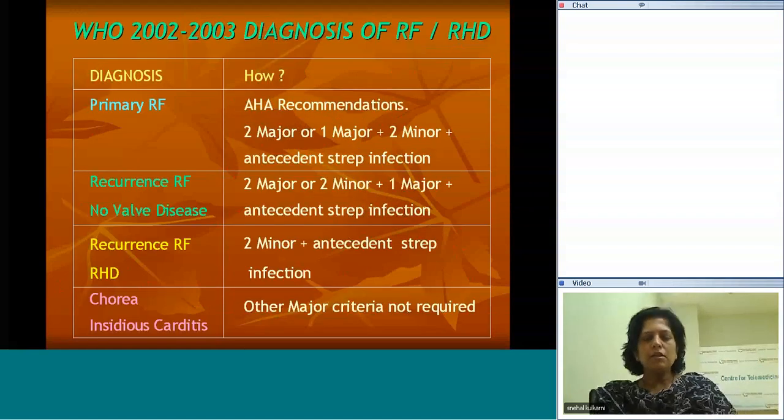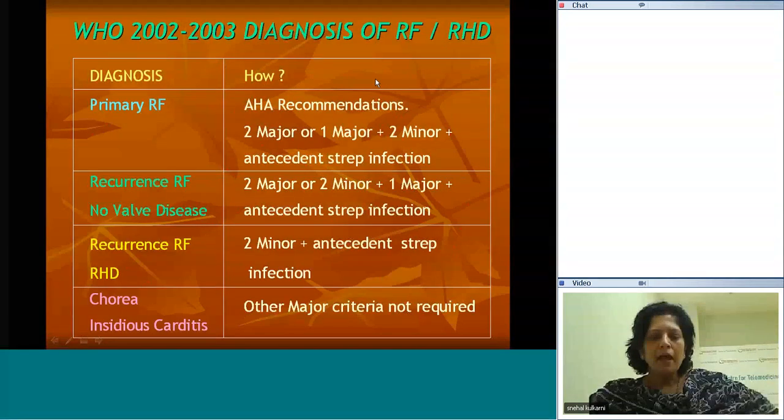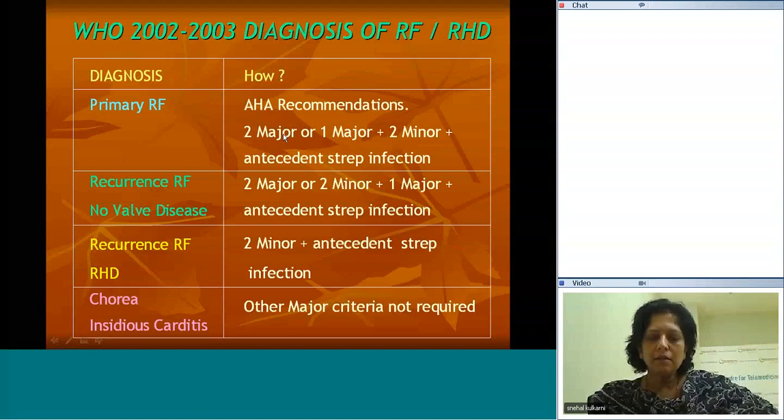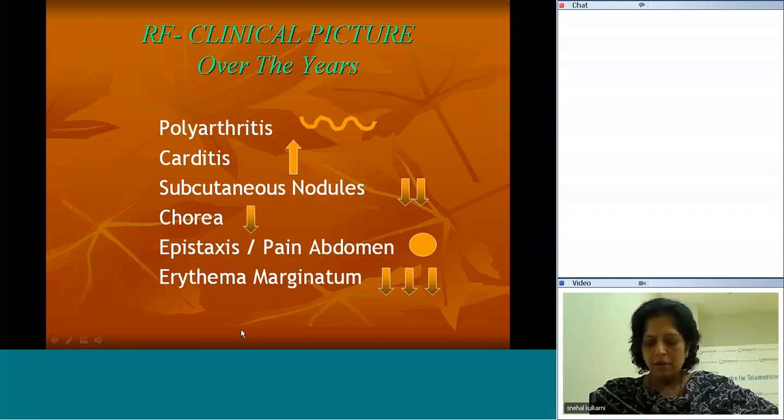Then the second one was done by WHO in 2002-2003, for diagnosis of rheumatic fever and rheumatic heart disease. And there they said the AHA recommended that there has to be two major or one major and two minor criteria, plus evidence of an antecedent streptococcal infection. They define the recurrence of rheumatic fever: for two major, or two minor plus one major criteria, plus antecedent streptococcal infection, then they define the recurrence of rheumatic fever, chorea, and indolent carditis.